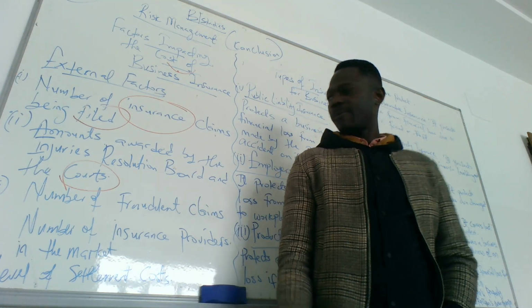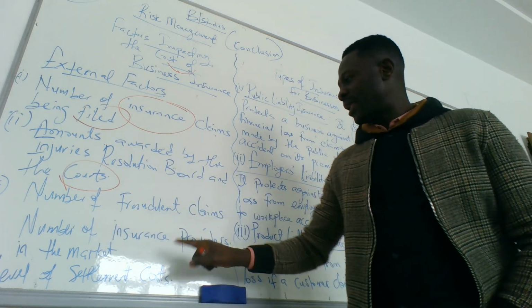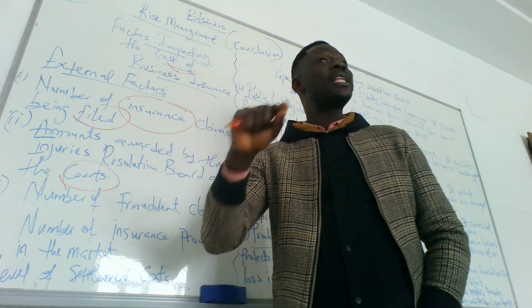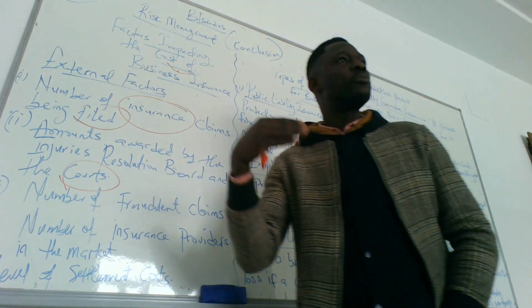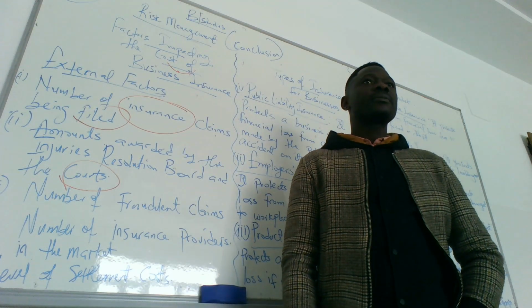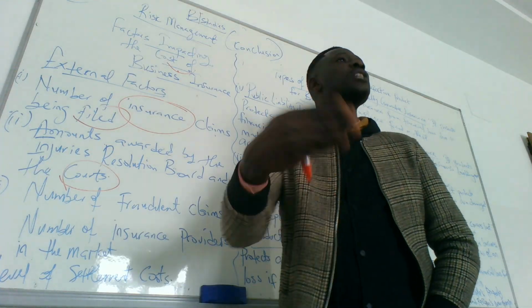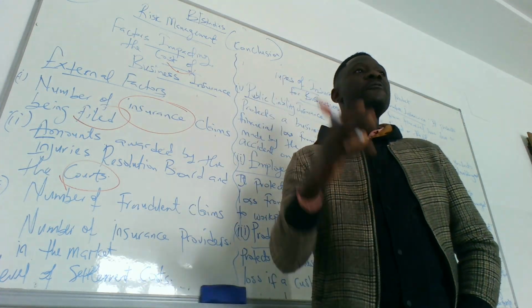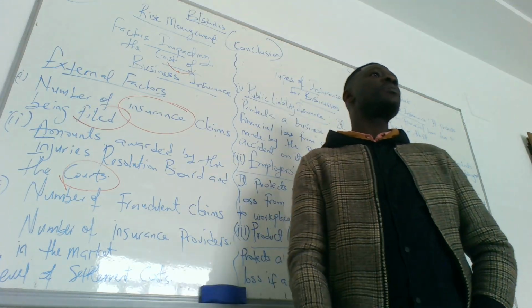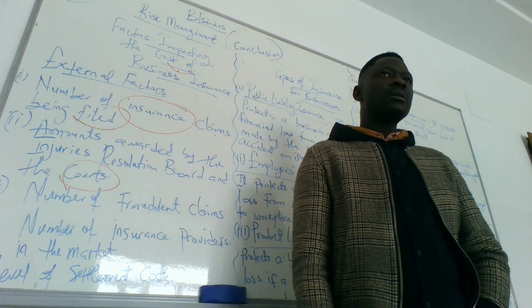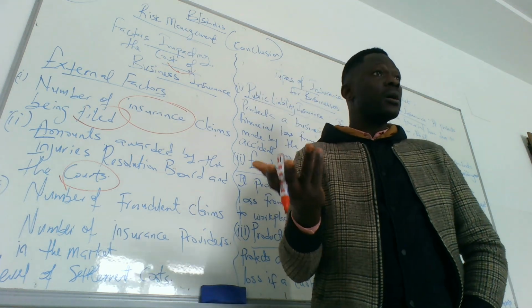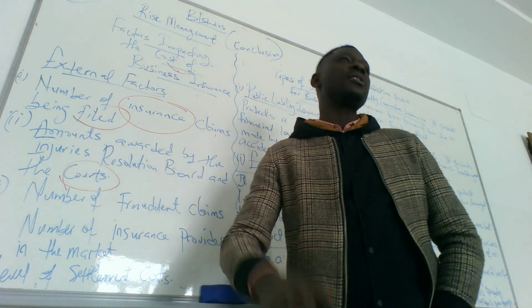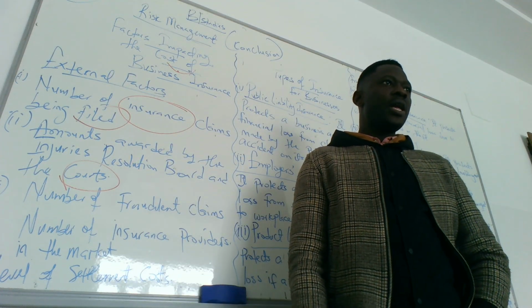Does it make sense or not? Number of insurance providers in the market. The number of insurance providers we have will determine if insurance will be expensive or cheap. It depends on how many insurance companies are available. More insurance companies, insurance policy becomes cheaper. Fewer insurance companies, insurance policy becomes what? In the market, yes. If we have only three insurance companies in Libya, it simply means the whole of Libya has only three insurance companies. Insurance policy will be expensive. Do you get it?